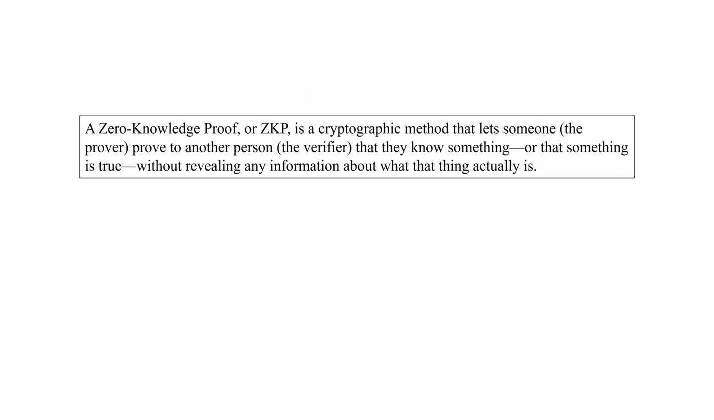So zero knowledge proof is a cryptographic method that allows some party that we call the prover to prove that they really know some kind of knowledge to another party that we call the verifier, without sharing the exact knowledge to the verifier.